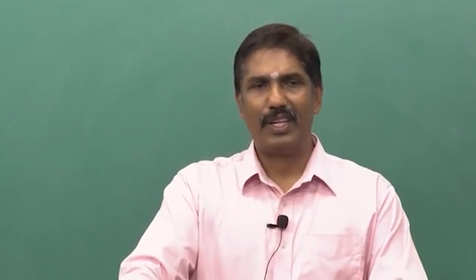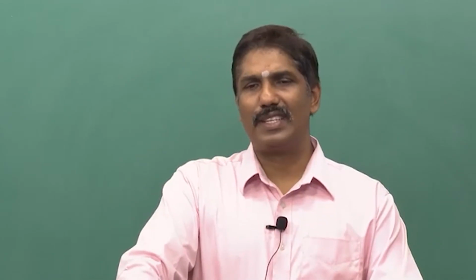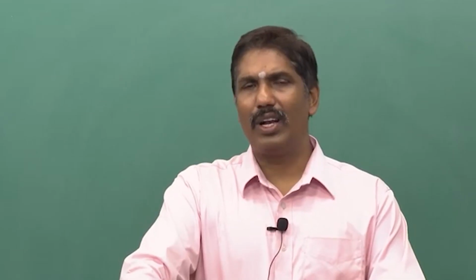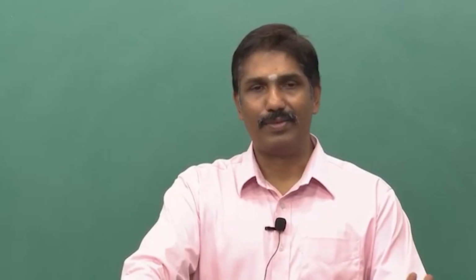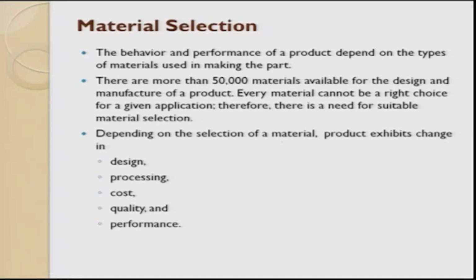properties. So there are more than 50,000 materials available for design and manufacturing of a product. Every material cannot be a right choice for a given application. Therefore, a suitable or an optimum selection has to be done for choosing a material. Depending on the selection of a material, the product exhibits changes in design, processing, cost, quality and performance.